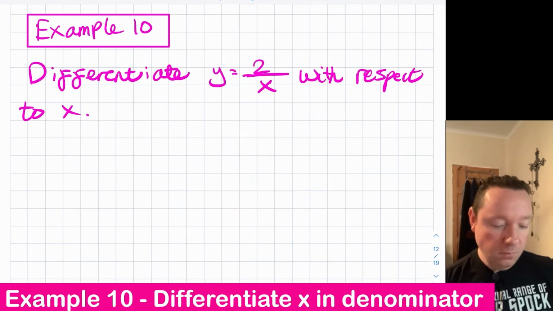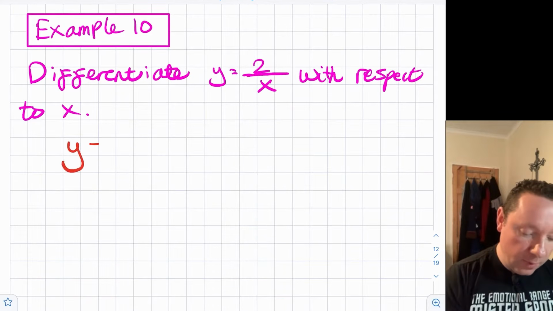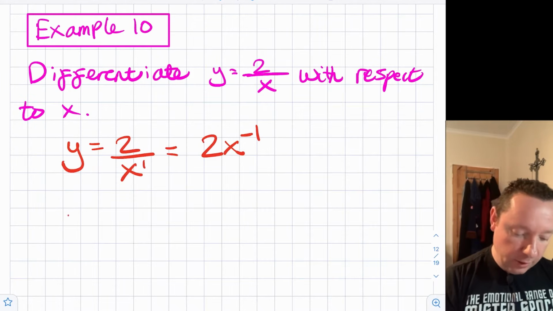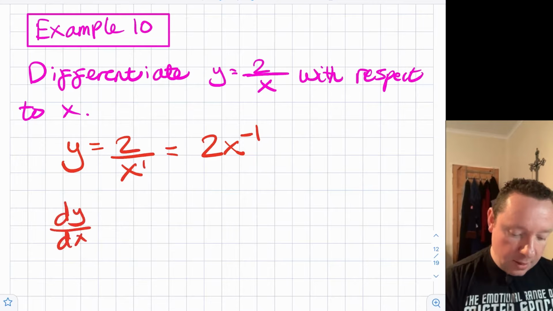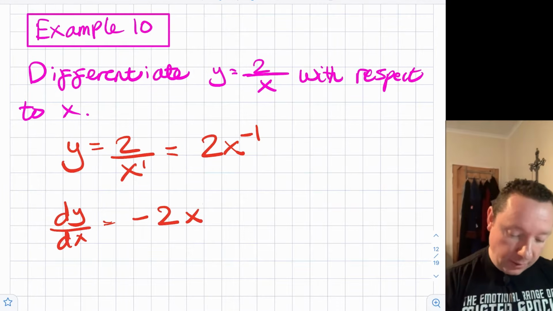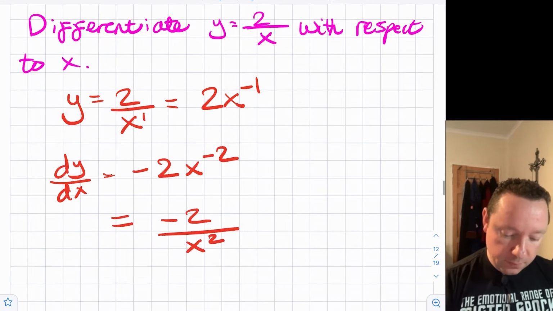Example 10. Differentiate y equals 2 over x with respect to x. Again, I can't do anything, so we need to get started by changing y equals 2 over x to 2x to the minus 1, because that's like a power of 1. Now I can differentiate. dy by dx, minus 1 times 2 is minus 2x, minus 1 take away 1 is minus 2, or leaving our answer as a positive power, minus 2 over x squared.